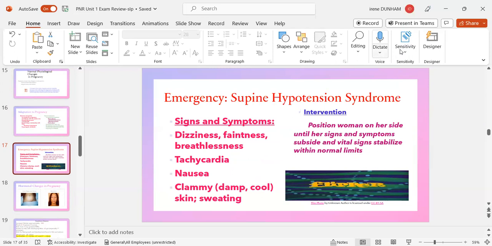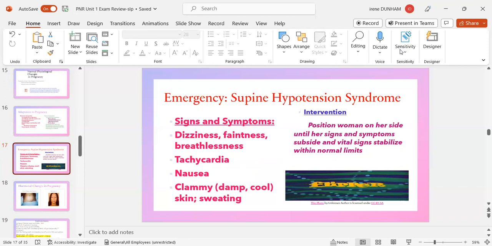Here we go. Oh, look at this. We have an emergency, supine hypotension syndrome. Boy, this must be a really important syndrome, don't you think, to see this again? So your signs and symptoms: dizziness, fainting, breathlessness, tachycardia, where her heart rate gets really, really fast, nausea, and she gets clammy, with damp, cool skin and sweating. Those are really bad, okay? So what are you going to do?